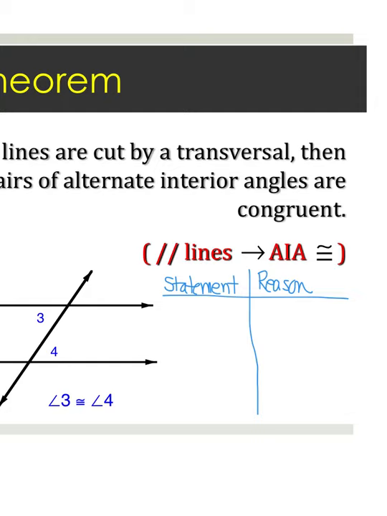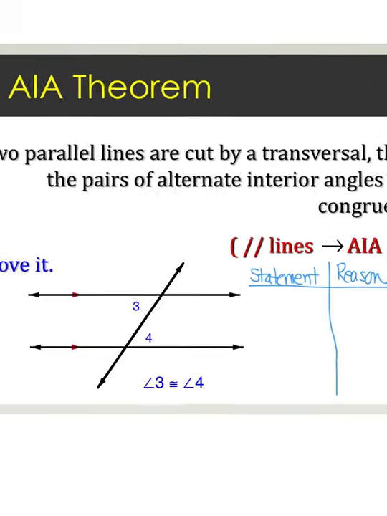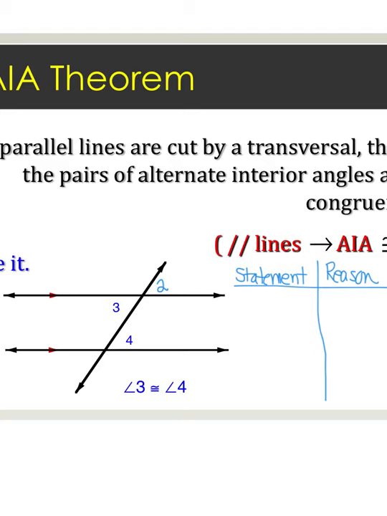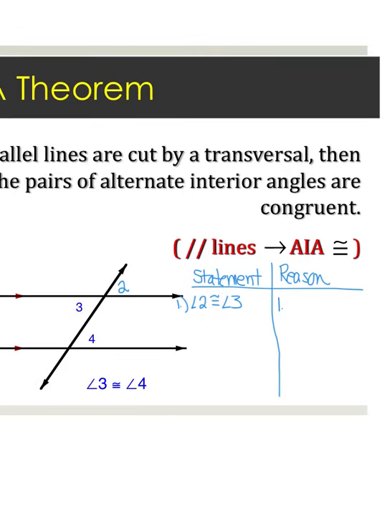The left column is the statement. The right column is your reason. You're backing up the statement you're making. So in this picture, I'm going to add an angle right here, where across from 3, I'm going to add an angle 2. So what I would be able to say is angle 2 is congruent to angle 3. How do I know that? Well, from the previous chapter, we learned that vertical angles are congruent. So that's the vertical angles theorem.